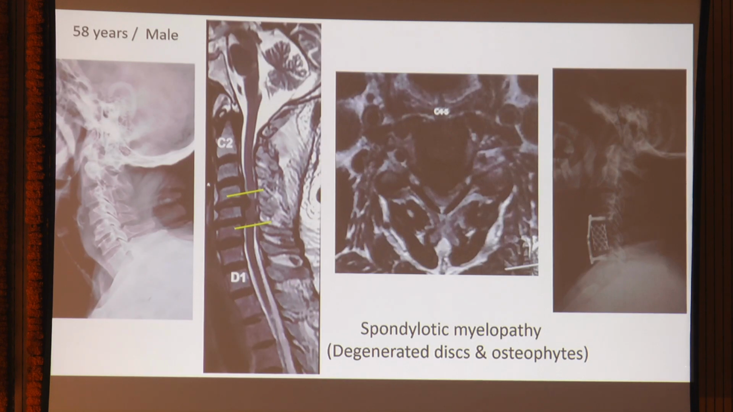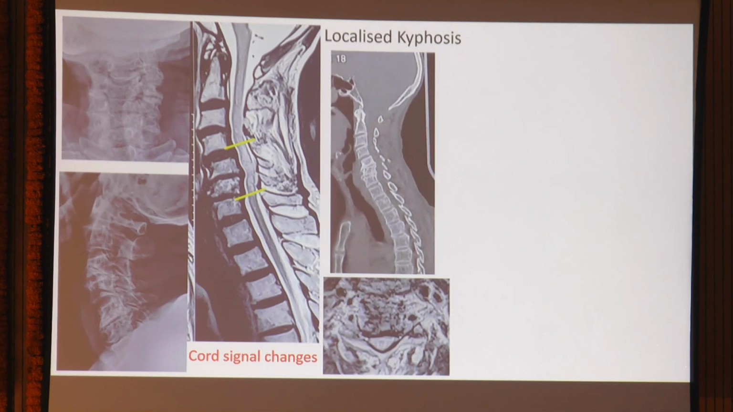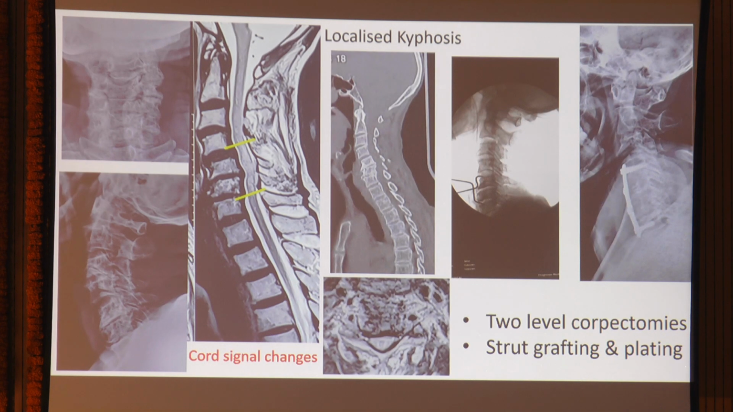And here the corpectomy has been done and fusion, because it was a case of frank spondylotic myelopathy and we had to decompress the root also. His hand function was very poor, so we went anterior and did this. Localized kyphosis here. So first you can see that if you do the corpectomy, you are able to create the lordosis and you have a chance to decompress the nerves nicely. So 2-level corpectomy, distal grafting and plating.